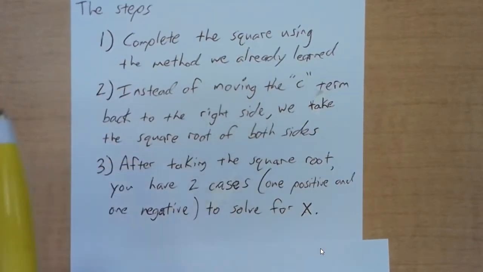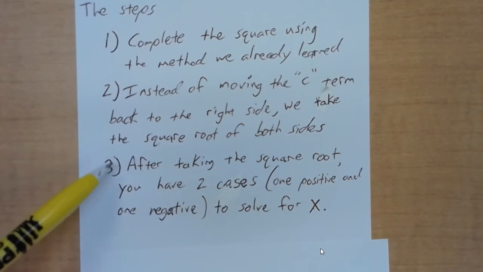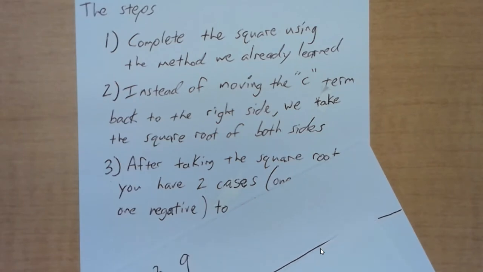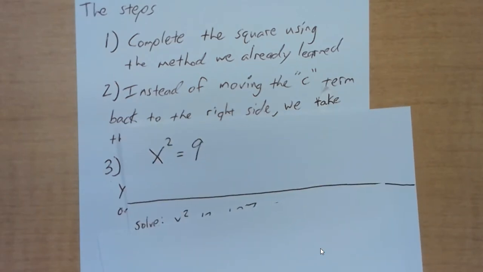And then after we take the square root, that happens to make two different cases. So we have two different equations that we need to solve, and we'll find our x answers. So let me explain what I mean by this step 3 here, where we get two cases. So this example is x squared equals 9.